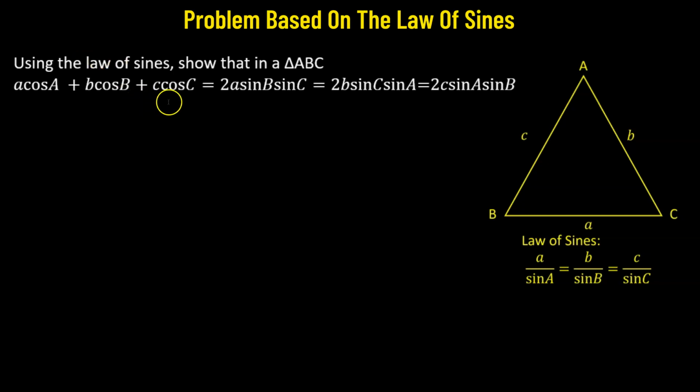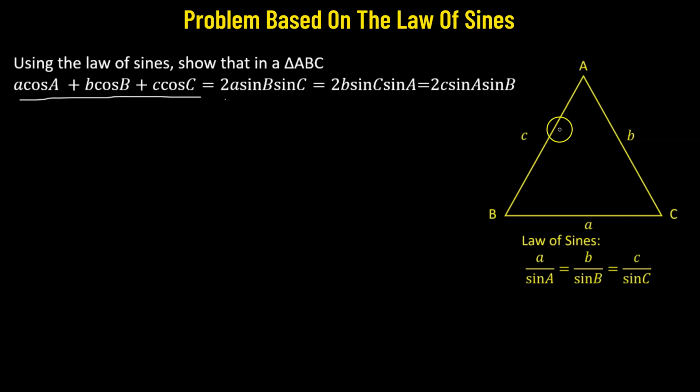Using the law of sines, we need to show that in a triangle ABC, a cos A + b cos B + c cos C is equal to either 2a sin B sin C, or 2b sin C sin A, or 2c sin A sin B. Let us begin.